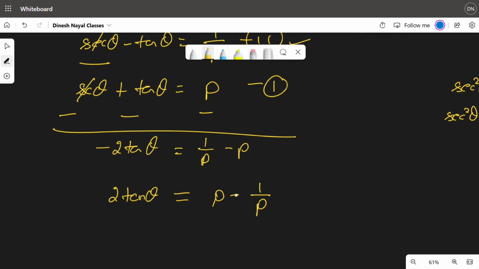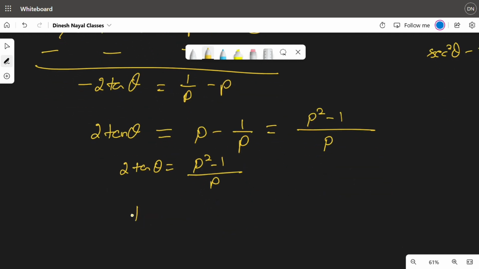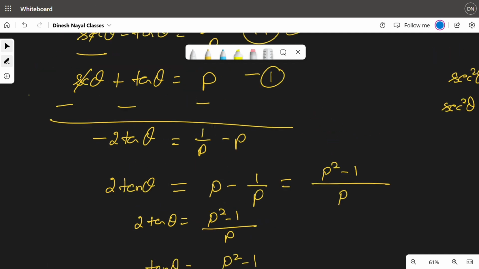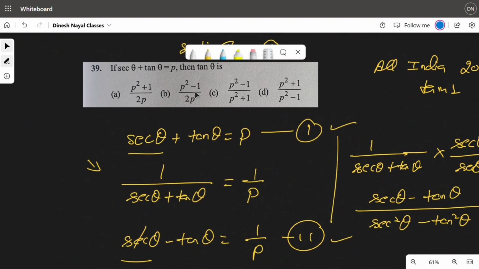Now we have to solve P minus 1 by P. Taking P common, this will be P square minus 1 by P. So 2 tan theta equals P square minus 1 by P. So what is tan theta? Tan theta equals P square minus 1 upon 2P. So this is our answer. Let's check what option is given. P square minus 1 by 2P is the option B. The B part is the correct one.